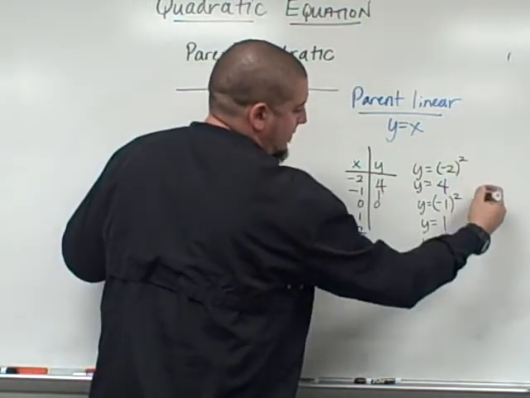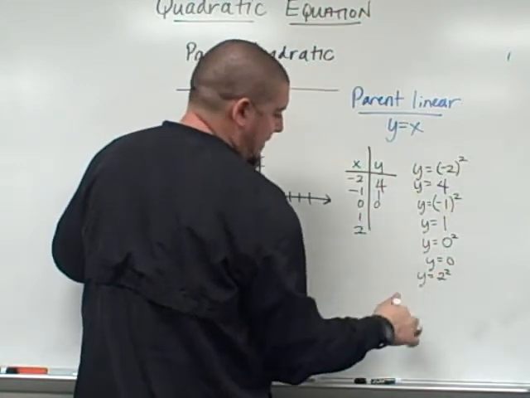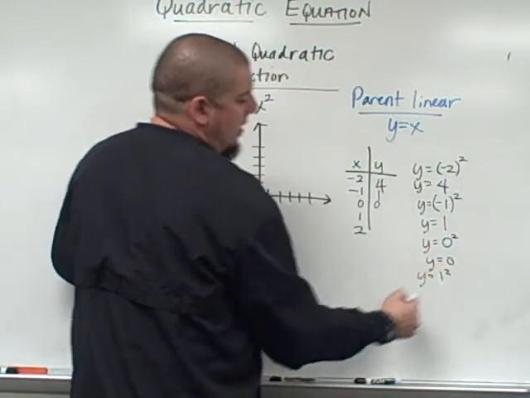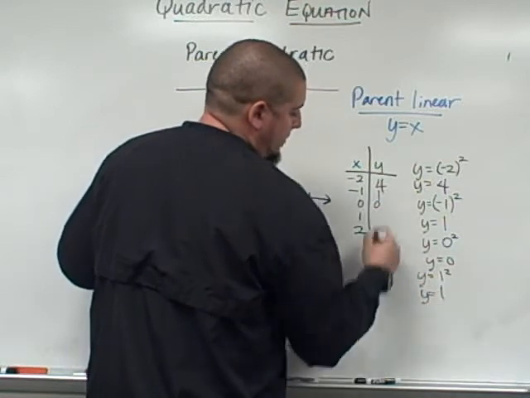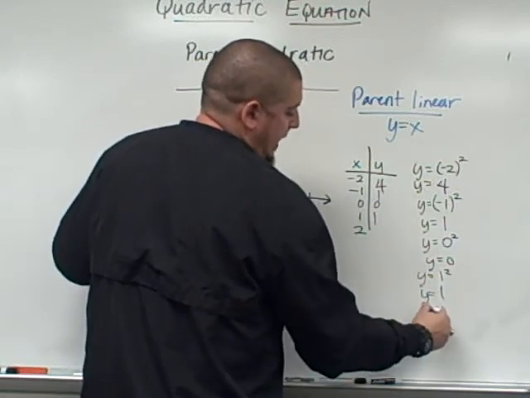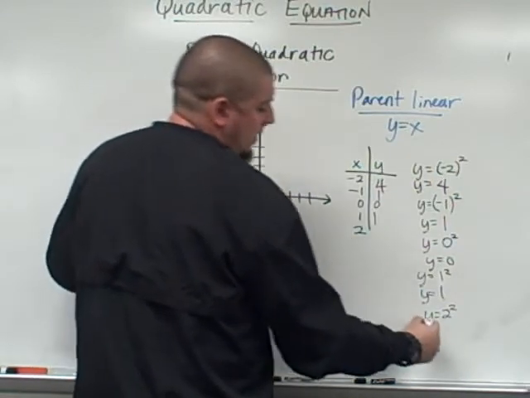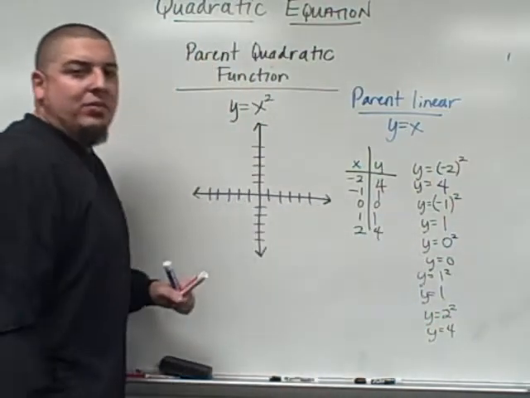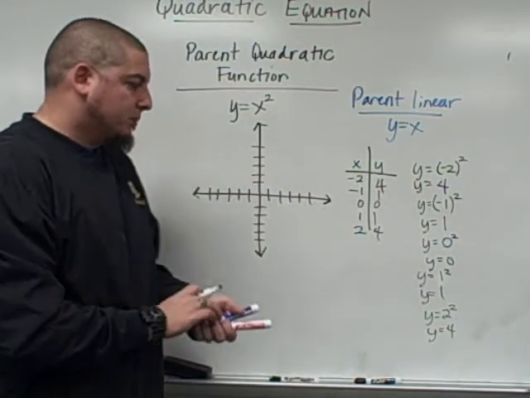If x equals 0, y equals 0 squared, y equals 0. If x equals 1, y equals 1 squared, y equals 1. And if x equals 2, y equals 4. So now we've done a table, so now we can plot these points on our graph.